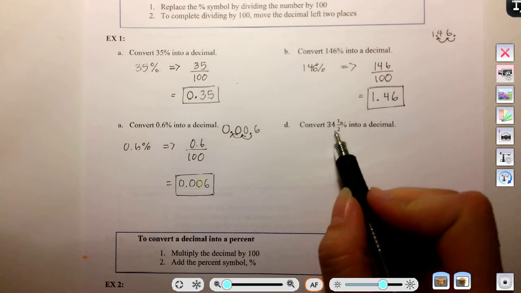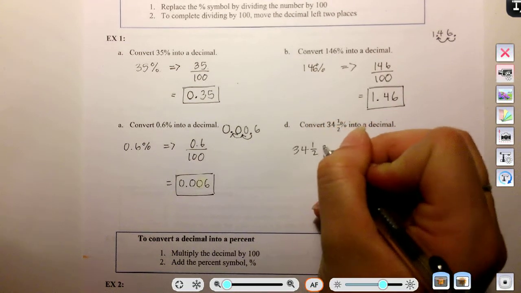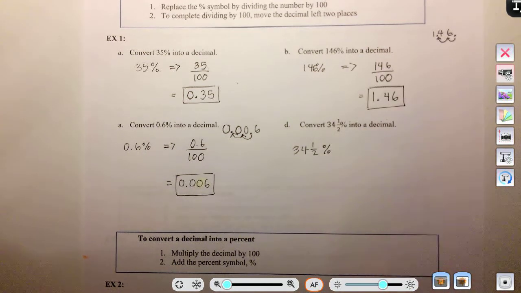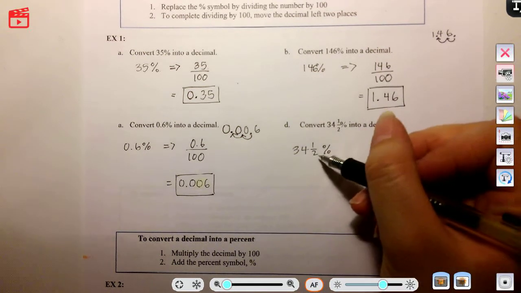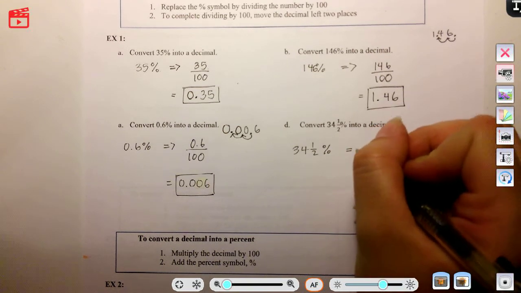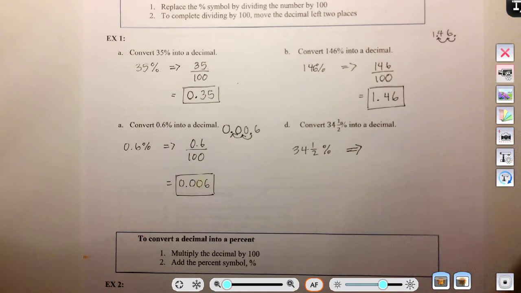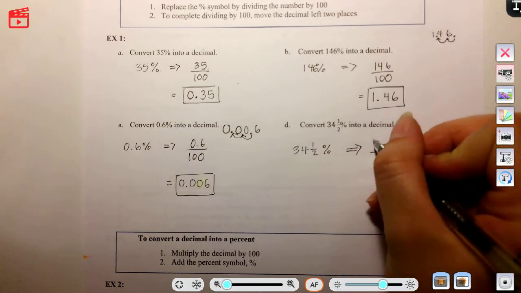All right, so let's see. This one is kind of weird. We have 34.5%. So what I want to do, I don't like working with the fraction. So I'm going to go ahead and turn that into a decimal. But I'll tell you why I don't like the fraction. So remember, our plan is normally to put it over 100.